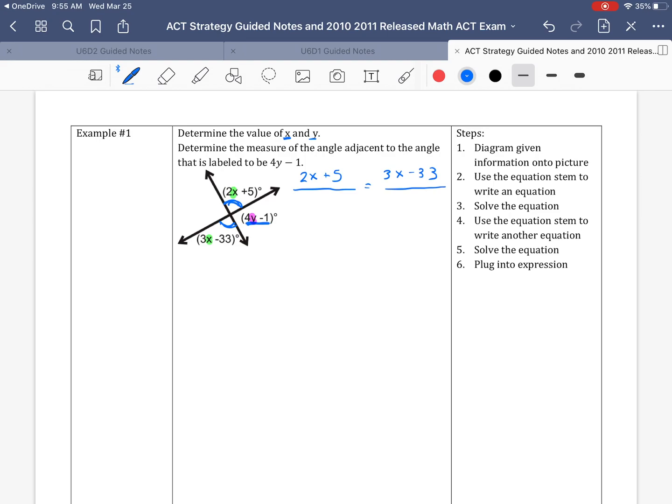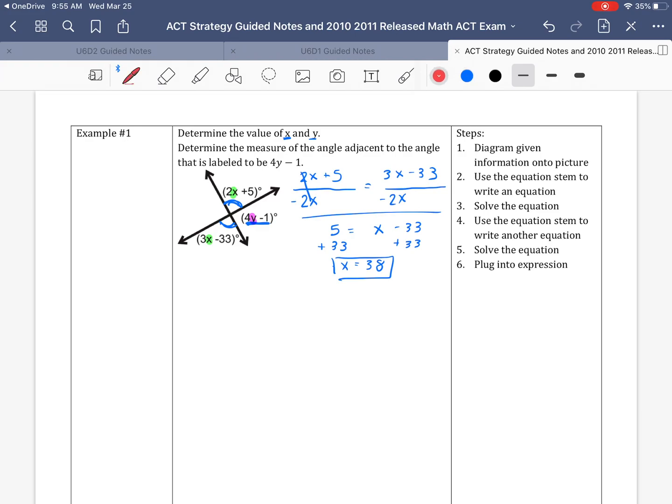Once we have that equation written, it's just a matter of solving. So I want to get all of my x's on one side. 3x is a greater number of x's, so I'm going to subtract 2x. And then I have 5 equals x minus 33. The inverse of subtraction is addition, so I'm going to add 33 to both sides, and I get x equals 38. And that is one of my answers.